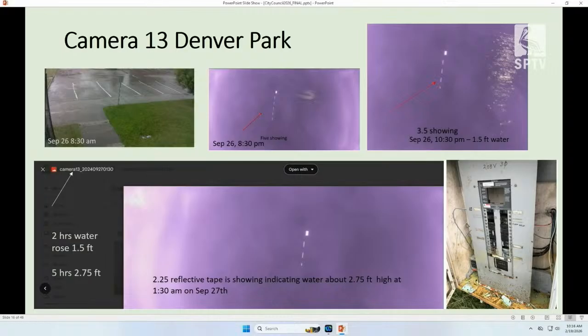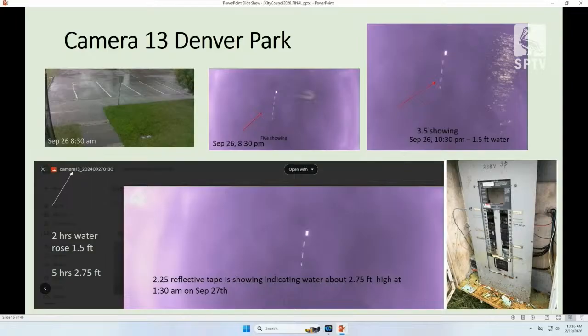This is for Denver Park. This is really interesting because we have had a contract with the city for Denver Park since 2021, because we have lots of sensors there, rainfall, weather, all sorts of data we collect. Now, what is interesting is that we can actually see the rise. You can see at 10:30 p.m., we have 1.5 feet of water. At 1:30 a.m. on 2027, you have 2.7 feet of water, right? 2.75 feet of water.